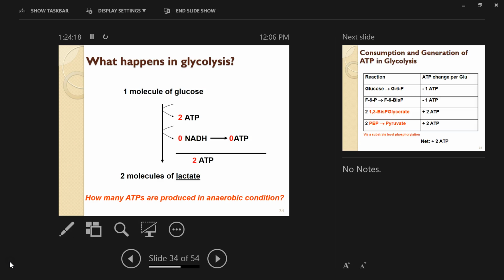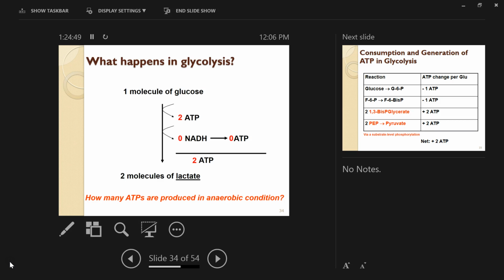So under the anaerobic condition, for example, in red blood cells, 1 molecule of glucose oxidized through the glycolytic pathway will only generate 2 ATPs, right? And in brain cells you can generate 6 or 8 ATPs. Okay. Any questions?